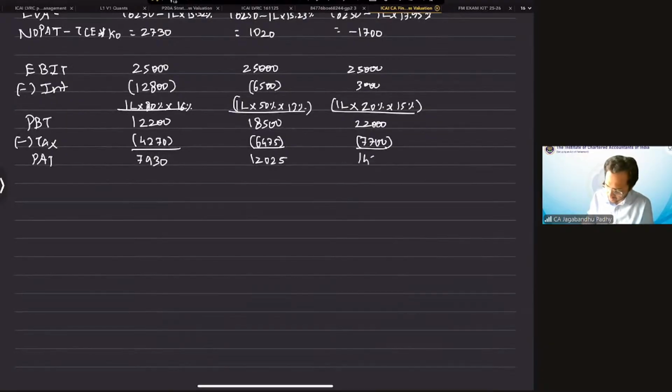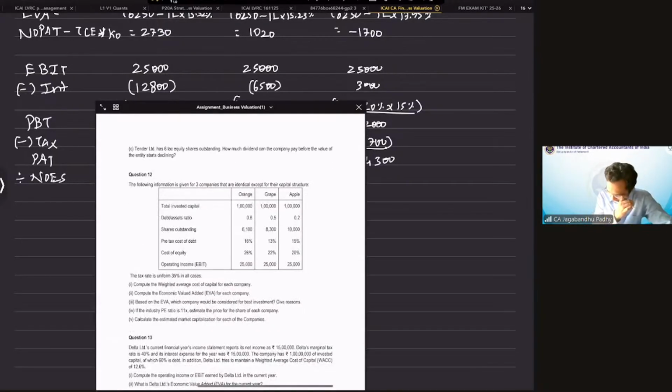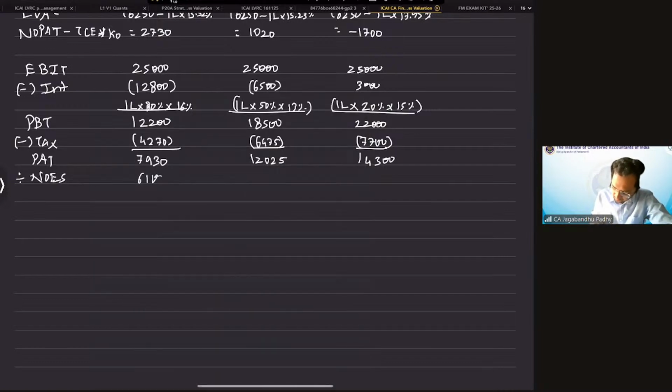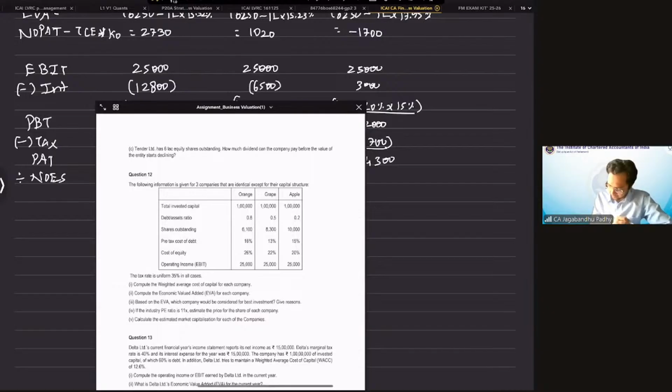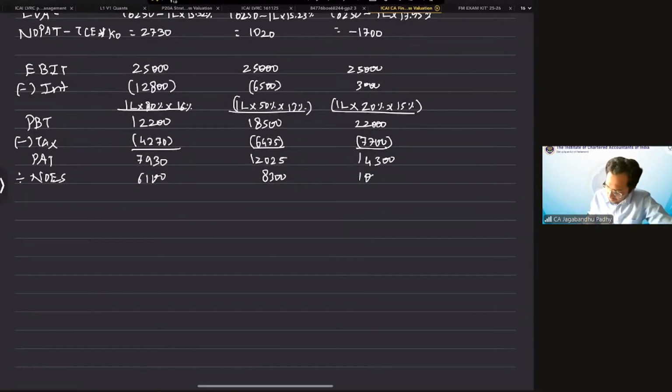It is 14,300. This is your PAT figure. Now I need to divide it by the number of equity shares. So the number of equity shares we have: 6,100, 8,300, and 10,000. This will give us EPS, earnings per share.